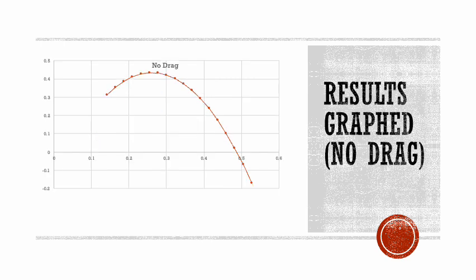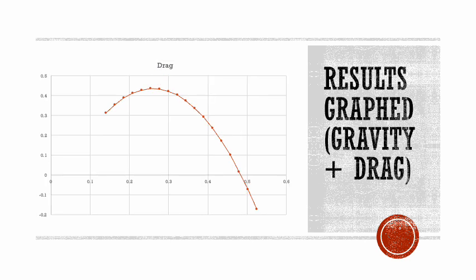I then created a computational model that only included gravity. The code updated the object's position based on acceleration due to gravity. The resulting trajectory followed the expected parabolic path, and here you can also see the graph of those results.